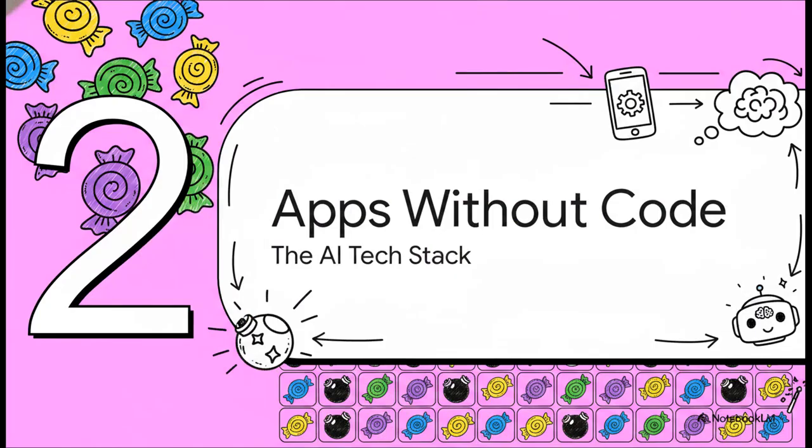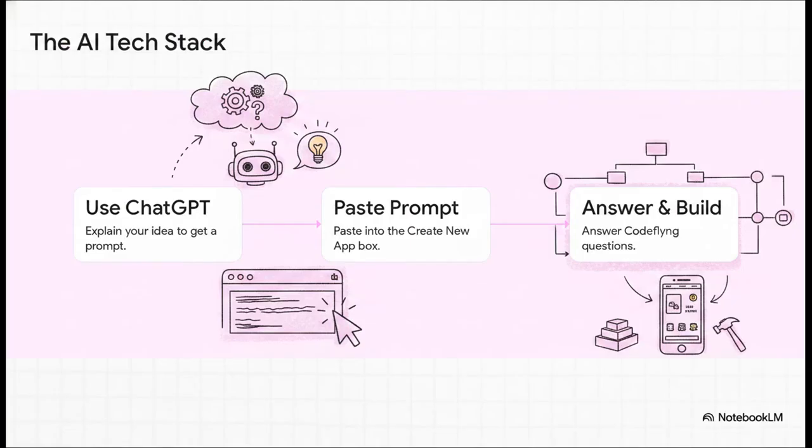Section 2. Building apps without code, the AI tech stack. Okay, here is the exact tech stack, step by step. Step 1, you just explain your basic idea to ChatGPT and let it generate a highly detailed technical prompt for you. Step 2, you open a platform called Code Flying in your browser, hit Create New App, and literally just paste that prompt right into the box. Step 3 is where the absolute magic happens. Code Flying actually analyzes your idea and starts asking you clarifying questions. It'll smartly ask about your target audience and your overall concept just to make sure it's building exactly what you need. Once you confirm, it starts generating the application entirely for free.